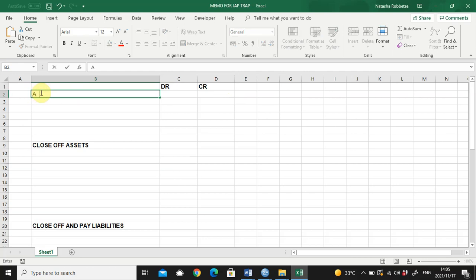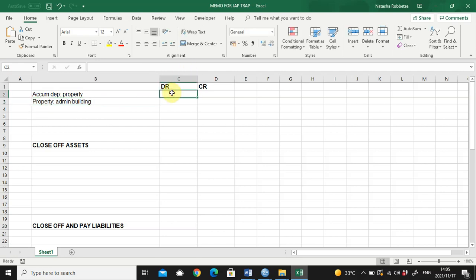So I'm going to debit the accumulated depreciation on the property. And in terms of the elimination method, we need to put it against the cost price. So it's going to be property admin building, as it is called in the trial balance. And the accumulated depreciation was given to us, 800,000. So I'm just typing it.